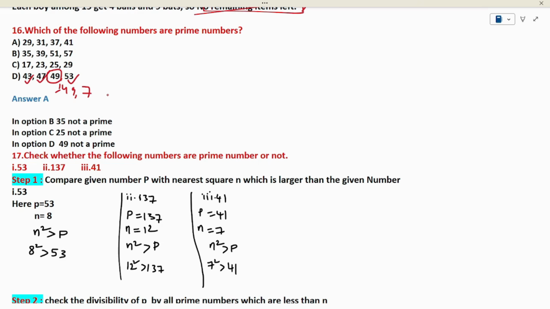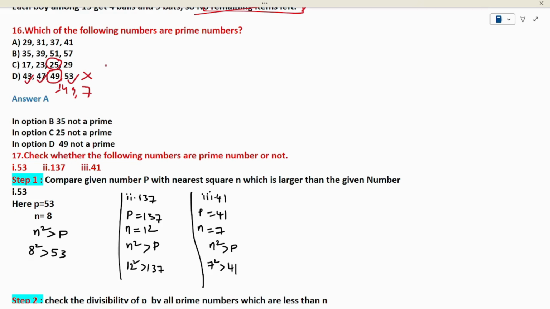What is a prime number? A prime number is any number which is divisible by itself and 1 only. But in the case of 49, it is divisible by 1, 49 as well as 7. It has more than 2 factors. So I can say 49 is not a prime number. So option D will become wrong. Then come to option C. 17 is a prime number, 23 is a prime number, 29 is also a prime number. But 25 is not a prime number.